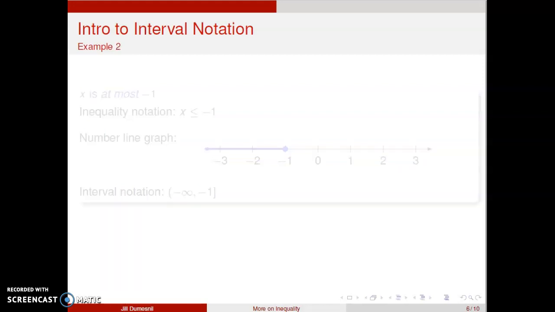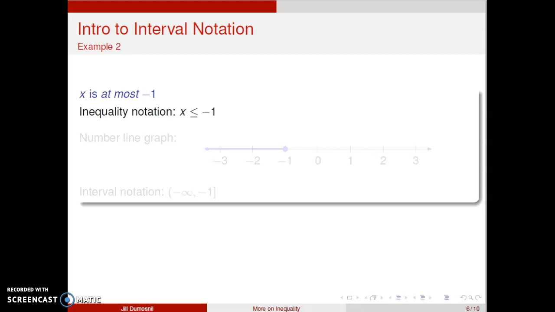Let's consider a second example for more clarity. Consider the statement that x is at most negative 1. This means the largest that x can be is negative 1. Since x can equal negative 1, we use the inequality x less than or equal to negative 1.